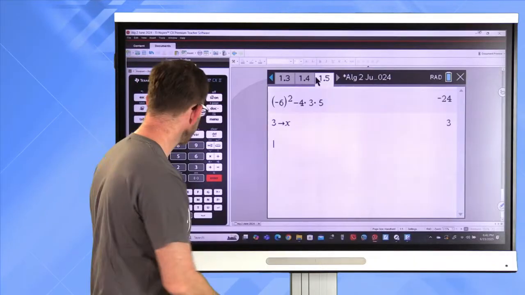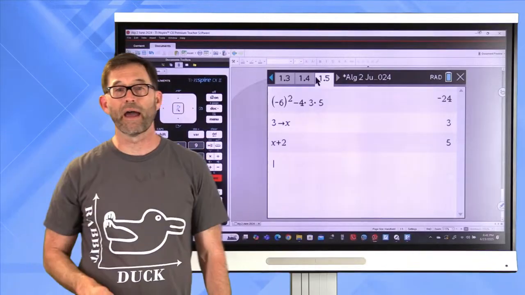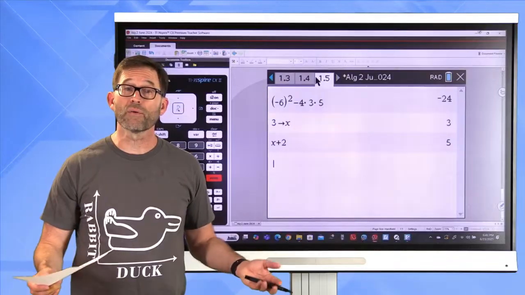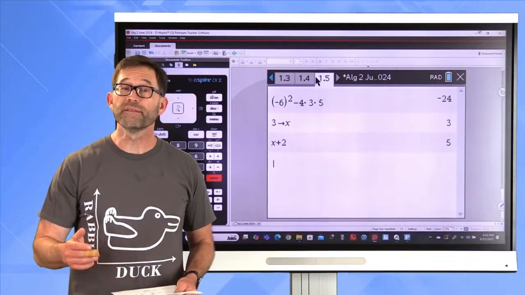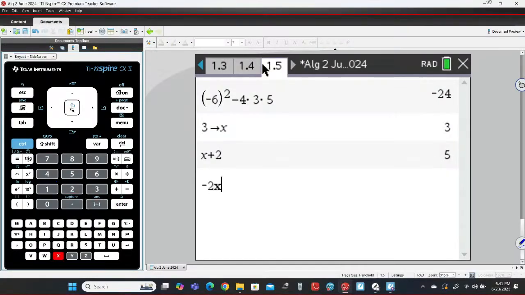Right? And I can prove that to you by doing, like, if I put in x plus 2, it tells me 5, right? Because x is equal to 3. The beautiful thing is I can now type in my polynomial and see what it's equal to. So my polynomial was negative 2x to the third, all right, minus 11x squared minus 12x plus 9. And that's equal to negative 180.